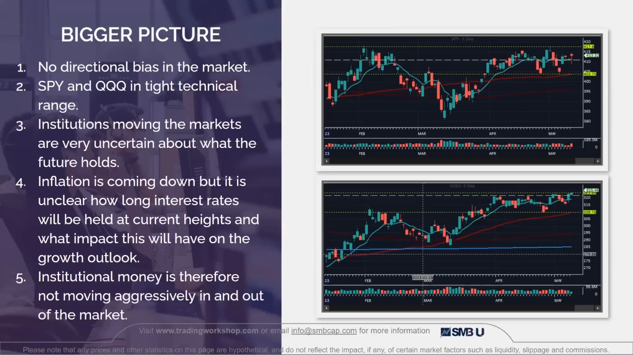we have 2 charts here. Top one is of the SPY and the bottom one is Qs. It's the big picture. Bigger picture, yes. You call it the bigger picture? I call it the big picture. Big picture, bigger picture? Tomato, tomato, all right. All right, bigger picture.